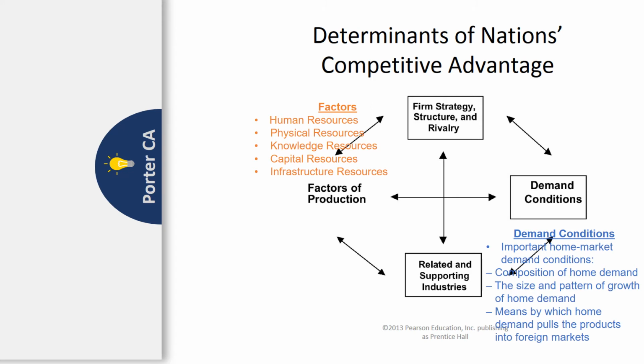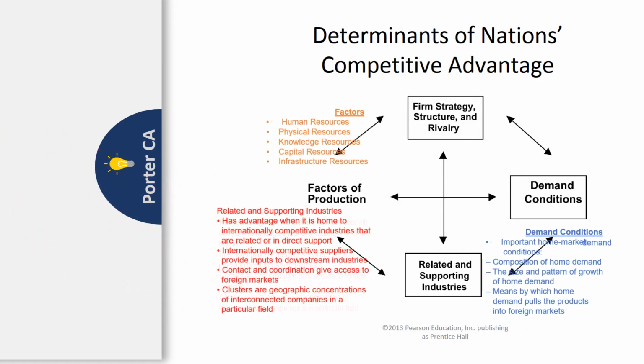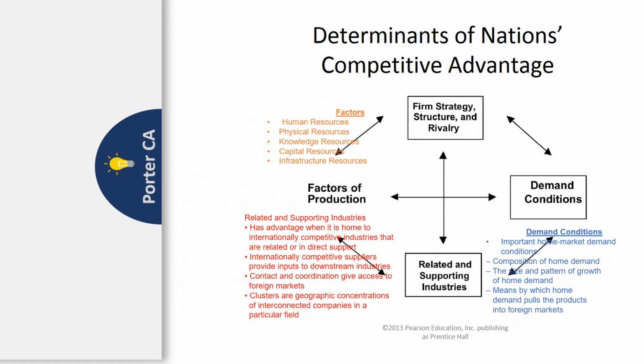So number 3, related and supporting industries. Success of one industry can be dependent on the success of related industries or suppliers within that nation. The presence of internationally competitive suppliers can be helpful to the company using those suppliers, and that's because it gives cost-effective access to inputs, and alongside this it gives early access to new products and encourages the rapid sharing of information, perhaps because they share the same language.